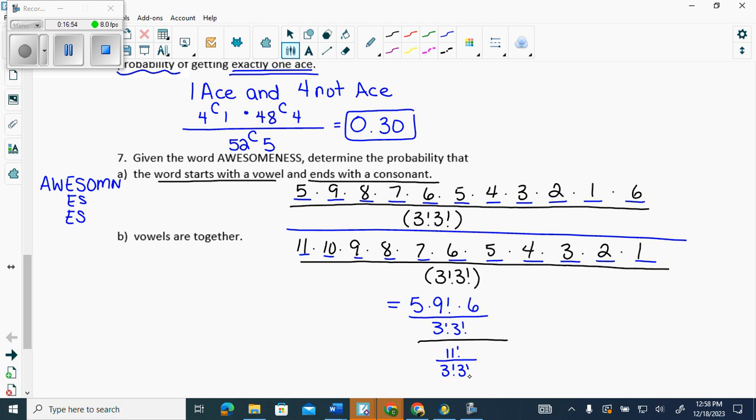The 6 and the 5 join and make a 30? No. It's multiplication. You can put them in any order, right? This could be written as 30 times 9 factorial. And so that comes out as 0.27 to the nearest hundredth.